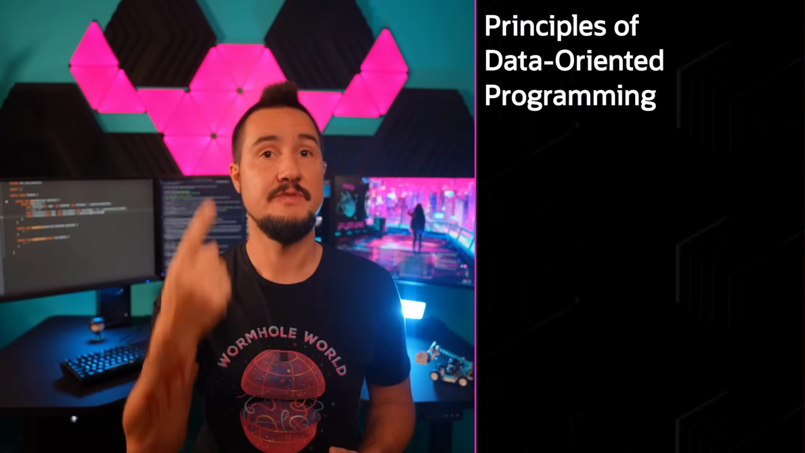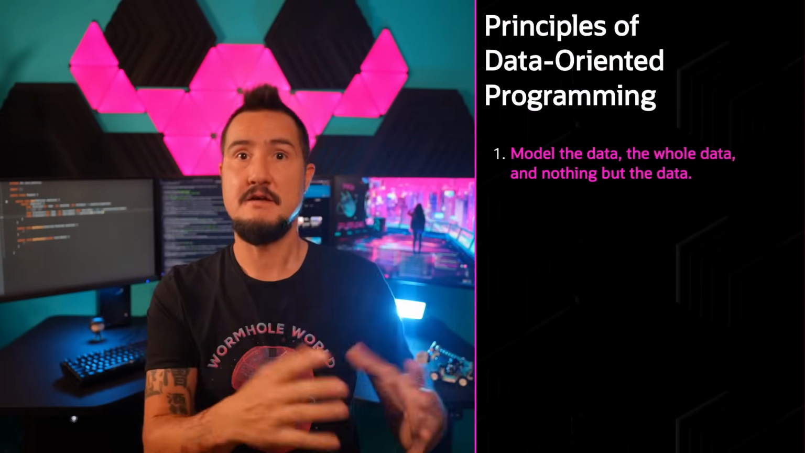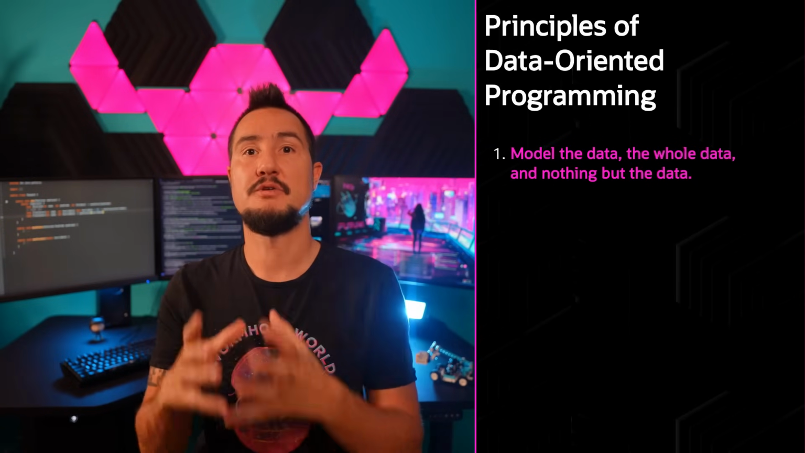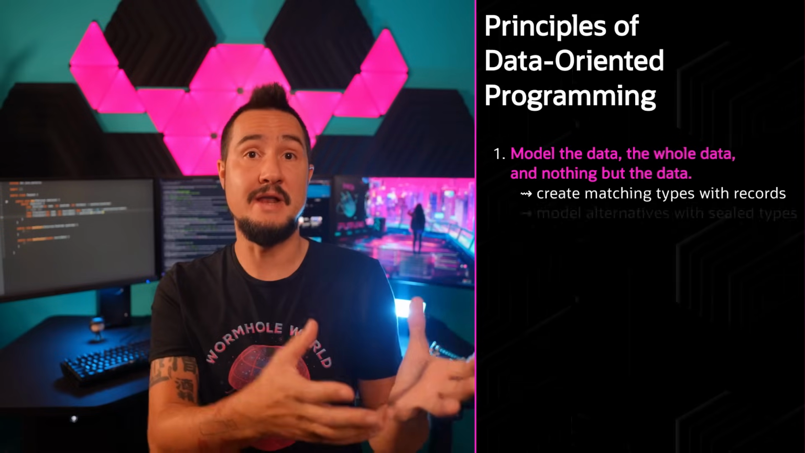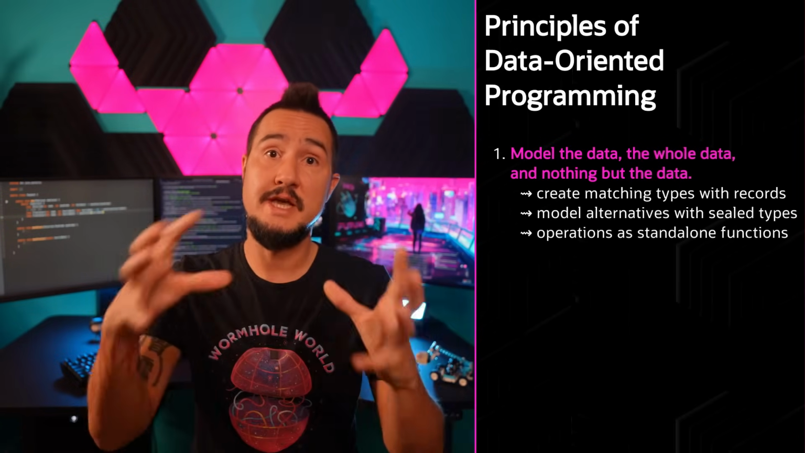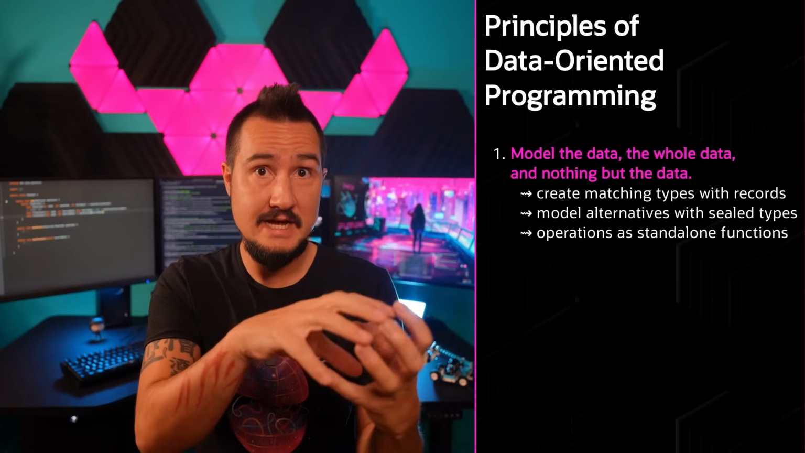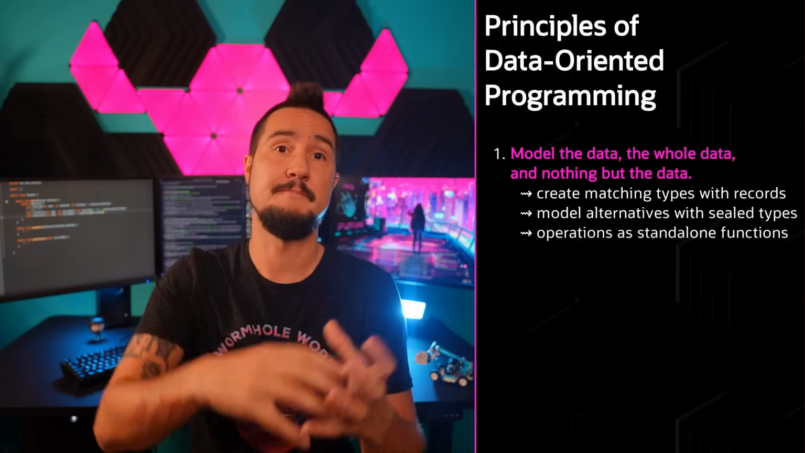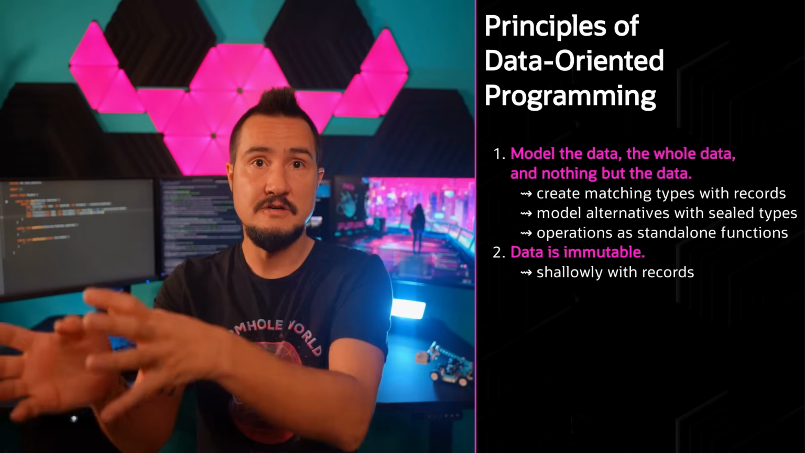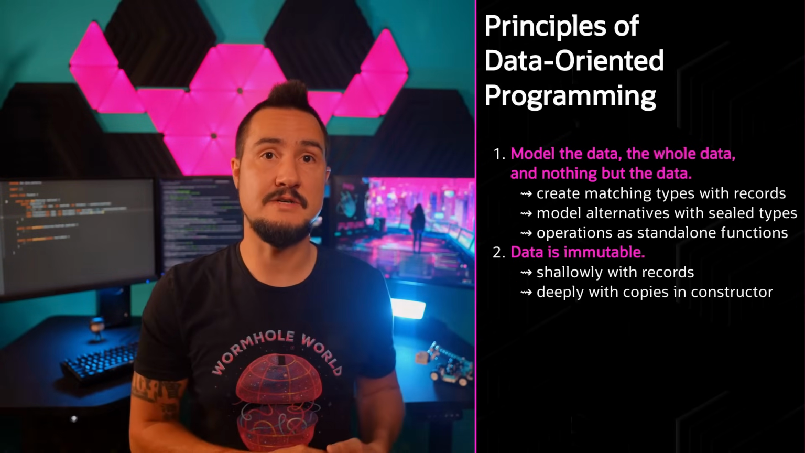For now, I want to leave you with the 4 principles he defined. First, model the data, the whole data, and nothing but the data. That's the part about creating types that match the shape and alternatives of the data closely, as well as the part where you do not add operations as methods to the data, but as functions operating on them. Second, data is immutable. That were the records and the immutable copies in the constructor.